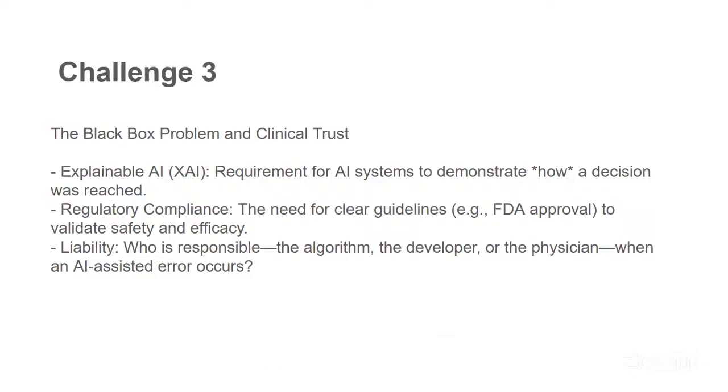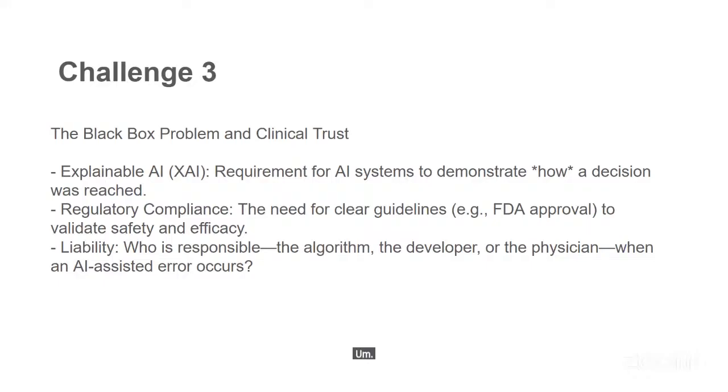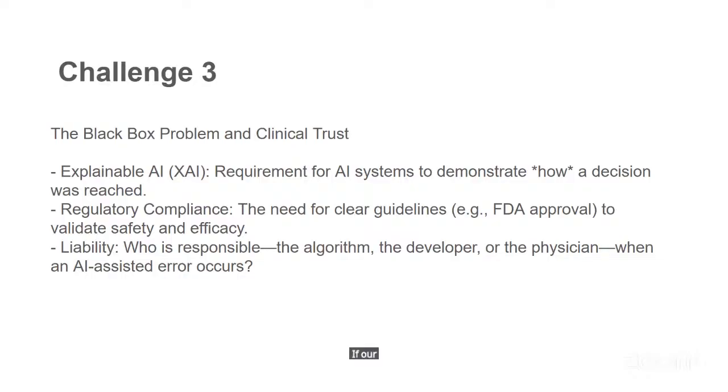And regulatory compliance. Regulatory bodies such as the FDA require clear evidence of safety and efficacy. So AI systems must be validated, monitored, and continuously evaluated before and after deployment. Without explainability, regulatory approval becomes extremely difficult. If a system cannot explain its decisions, it cannot be safely approved.